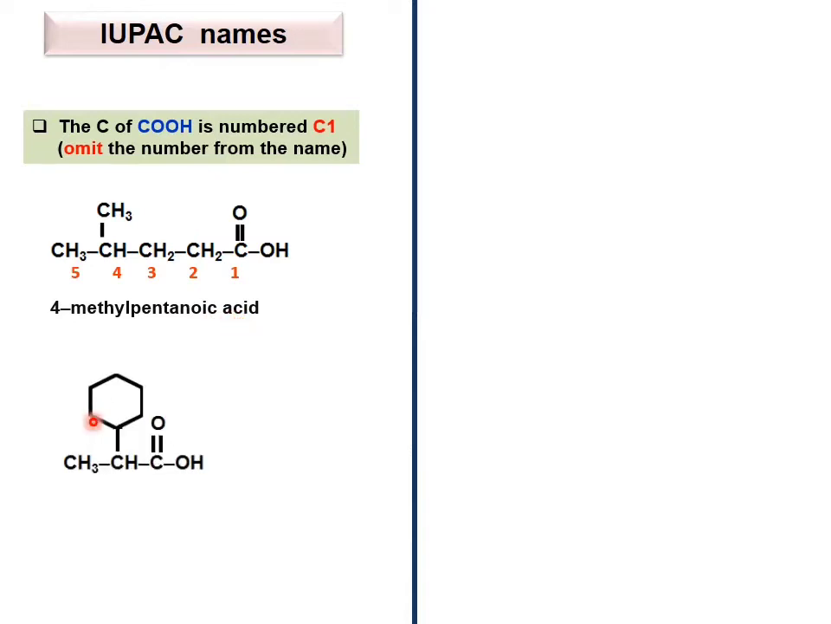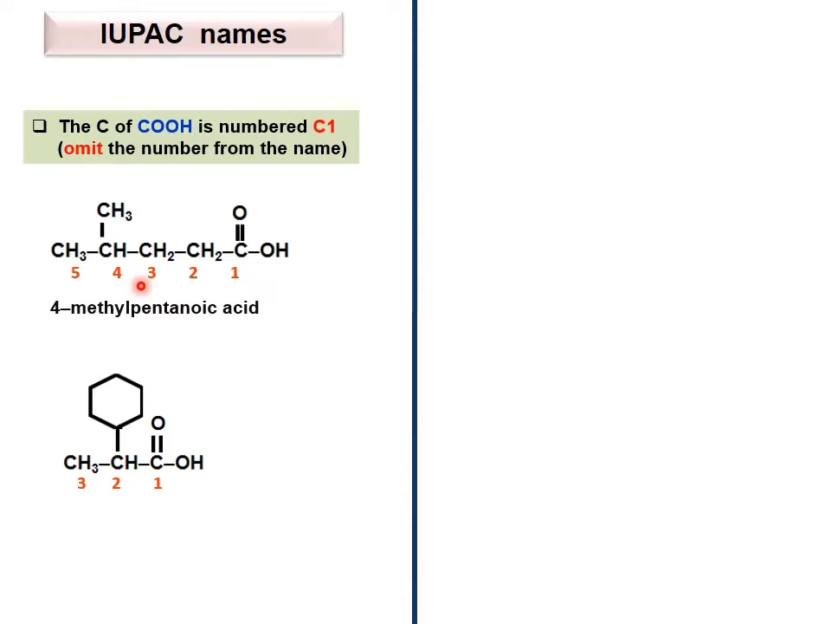Okay, this is the other example. As usual guys, find the longest carbon chain that contains the COOH. So the longest carbon chain here starts from COOH until here. So only 3 carbon. So you need to start numbering at COOH. So we only have 3 carbon here. So the parent name should be propanoic acid.